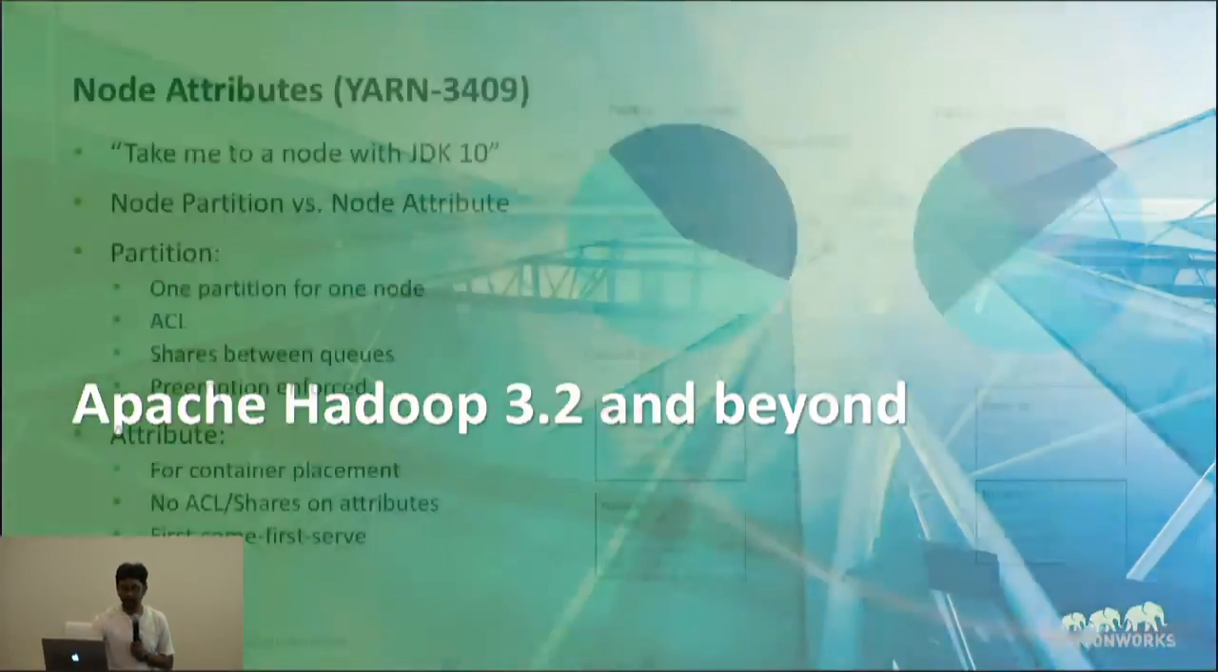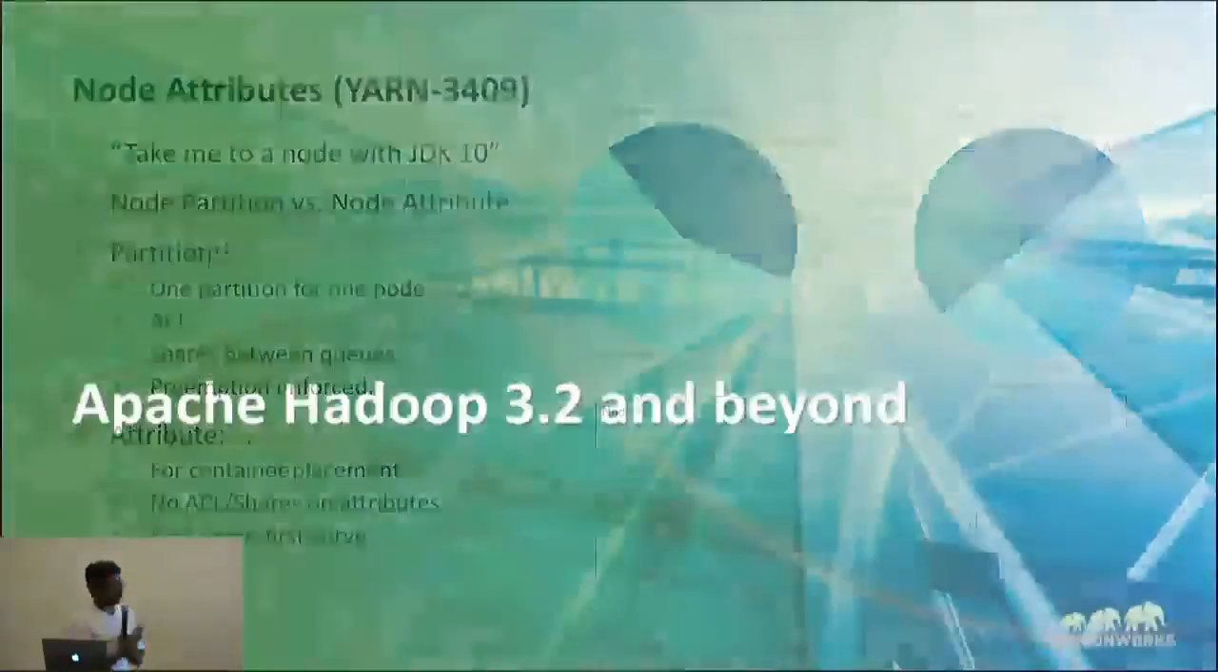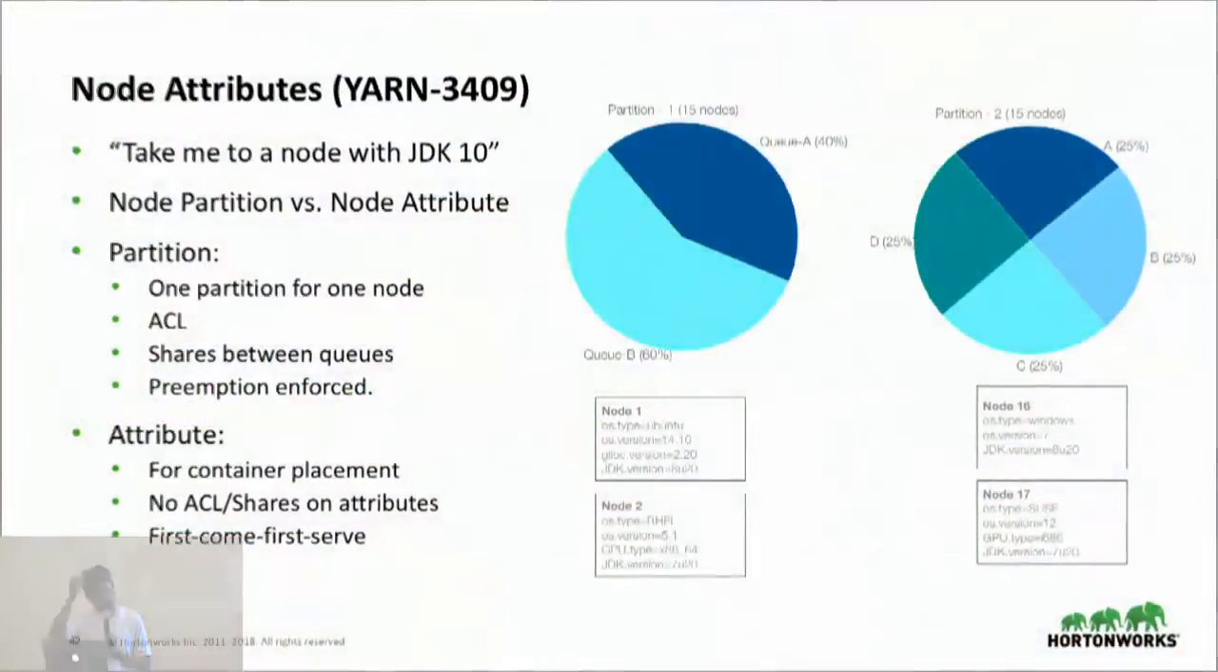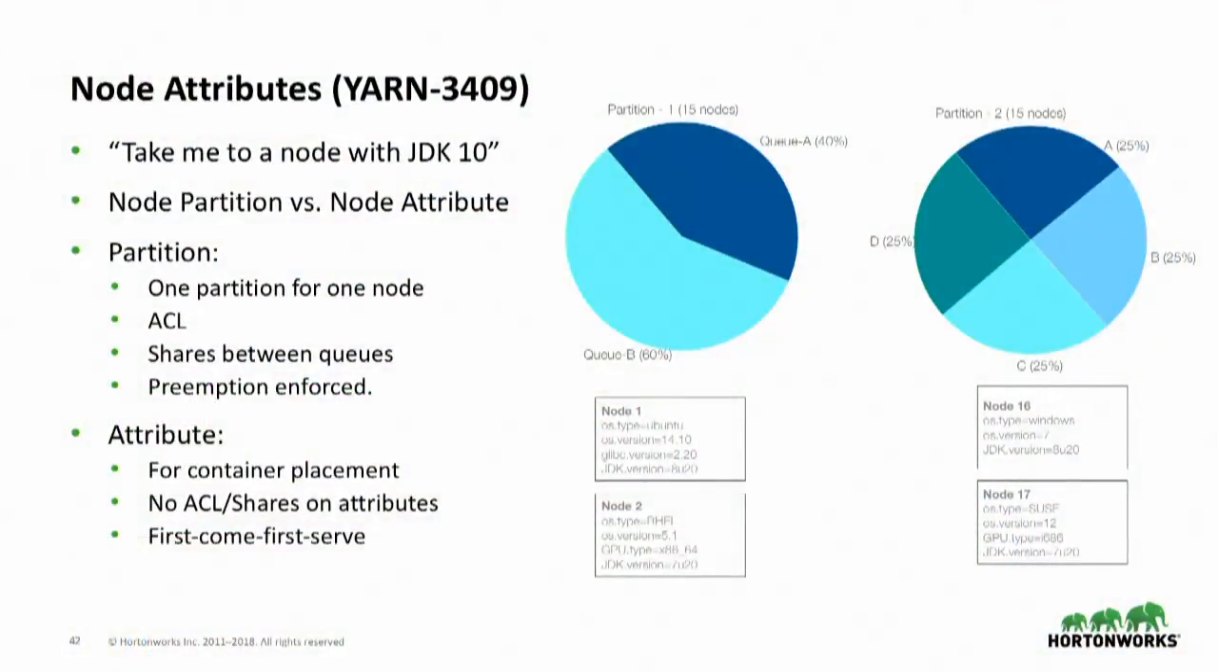Okay, I'll continue in the interest of time. So far, what we've talked about is already released in 3.1. There are a few things happening right now in the community. There's a tentative 3.2 release that's going to happen soon. And in the Yarn part of it, there are a couple of features I would like to bring your quick attention to. One is called node attributes.